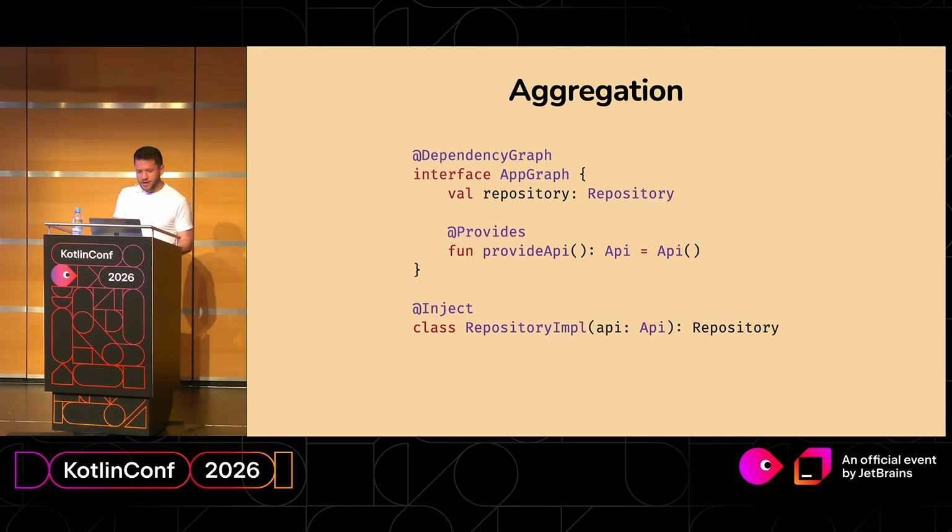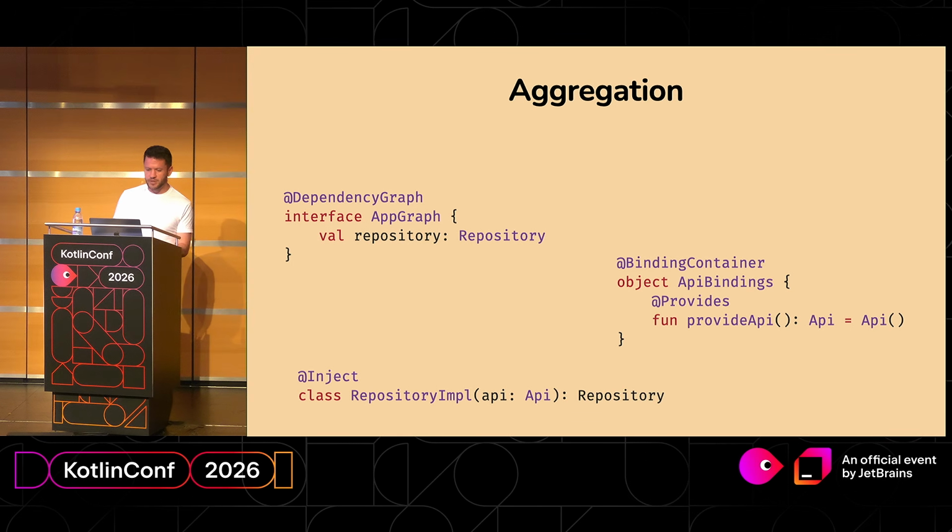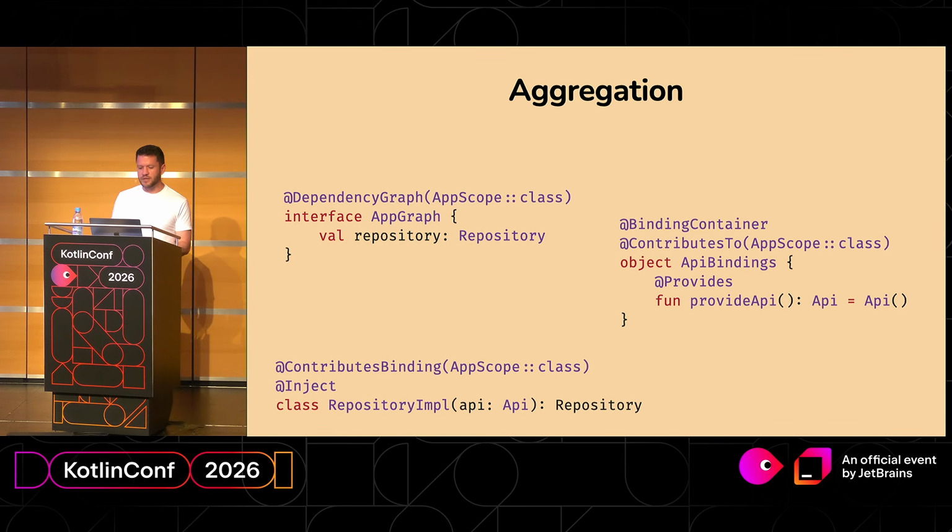Two left on here. Next one is aggregation. So these are the Anvil features. If you want to work in a big project, you really need something like this, especially if you're working with dozens or hundreds of modules. So for example, in this case, let's say API and repository impl are in two different locations. To ease aggregation, we annotate these with contribution annotations, and this instructs the Metro compiler to find them from our graphs and pull them in.